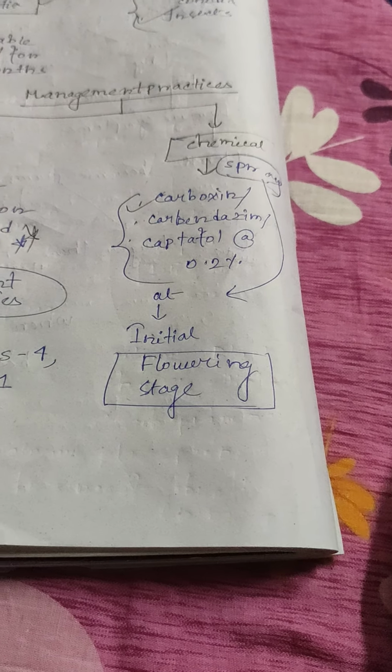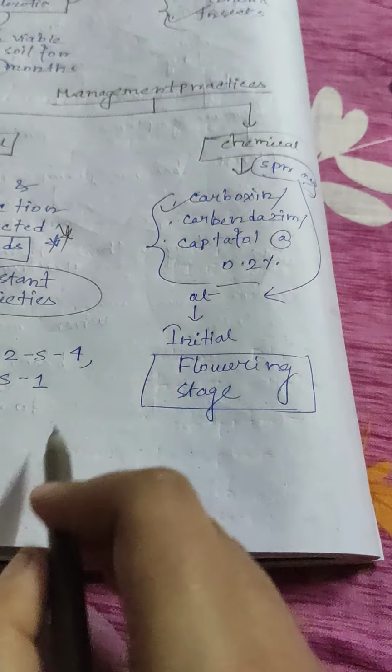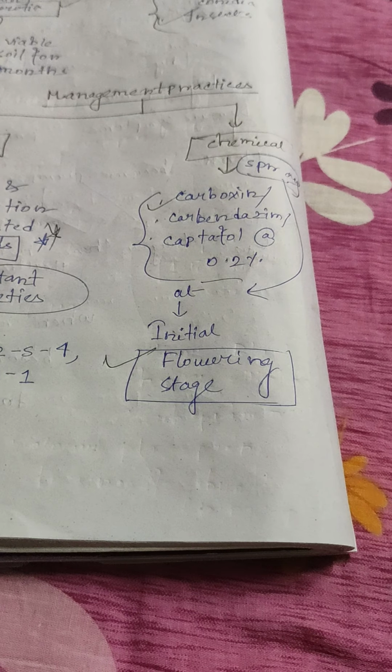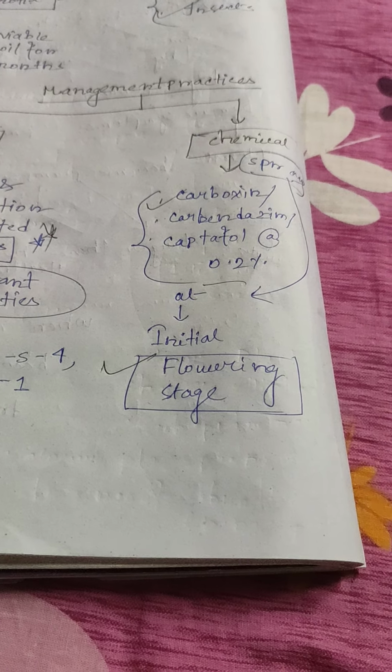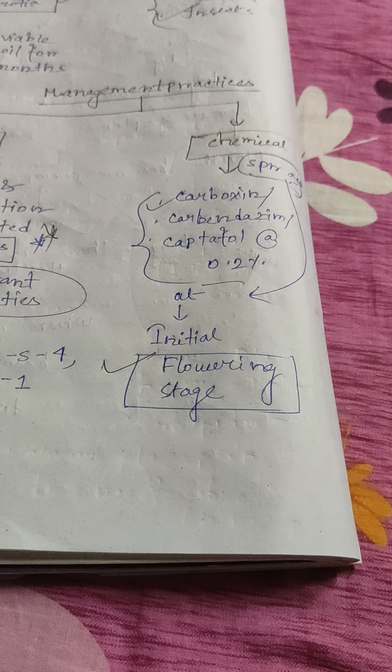Under chemical control, spray carboxin or carbendazim or captafol at the rate 0.2% at the initial flowering stage. Spray the chemical at the initial flowering stage, carboxin or carbendazim or captafol at the rate 0.2%.